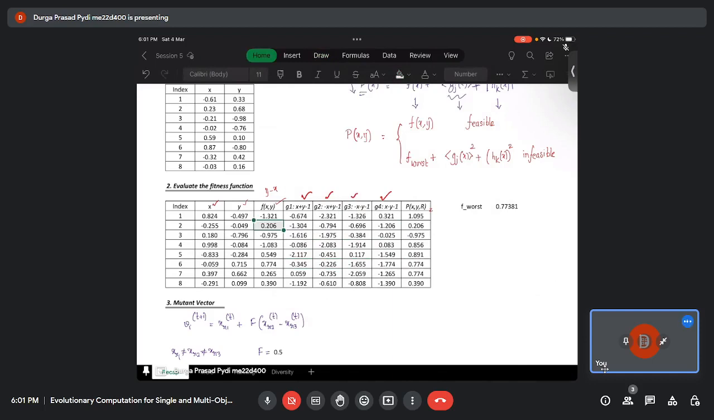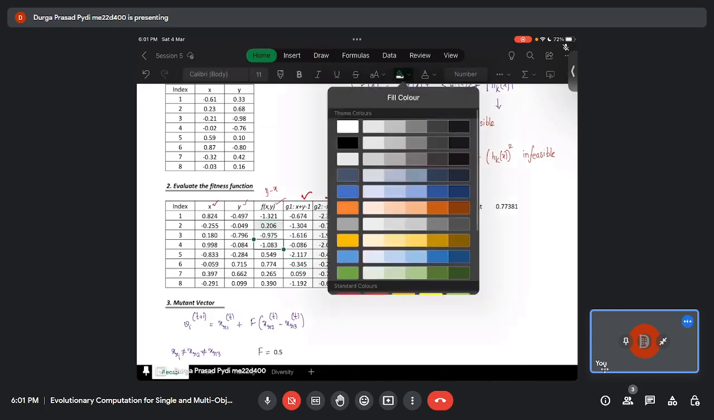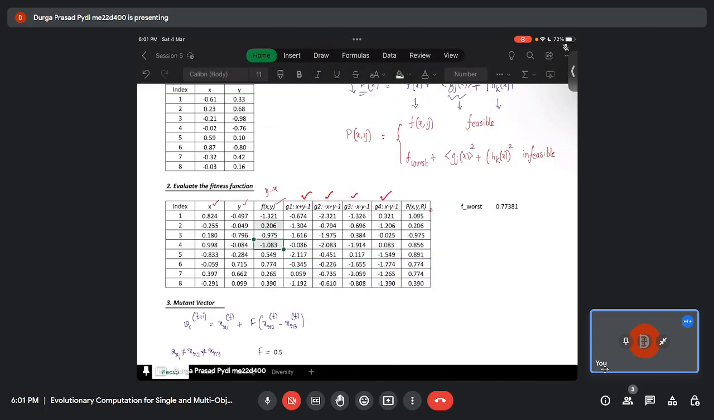this is one feasible solution. Let me just highlight in a different color. This is another feasible solution, and this is another feasible solution. So we have 3 feasible solutions. Out of these 3 feasible solutions, we need to select the worst feasible solution. Since our objective is to minimize the value of x, the maximum value will be the worst solution. So the f worst will be the value of this particular one.